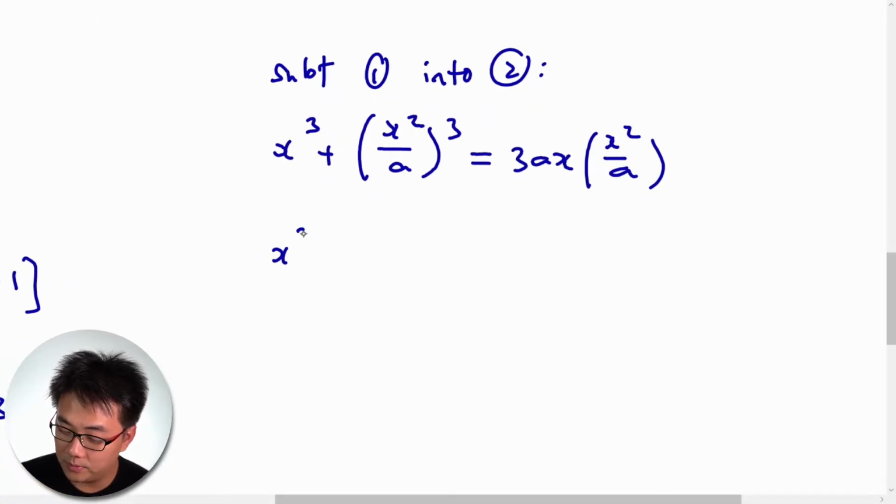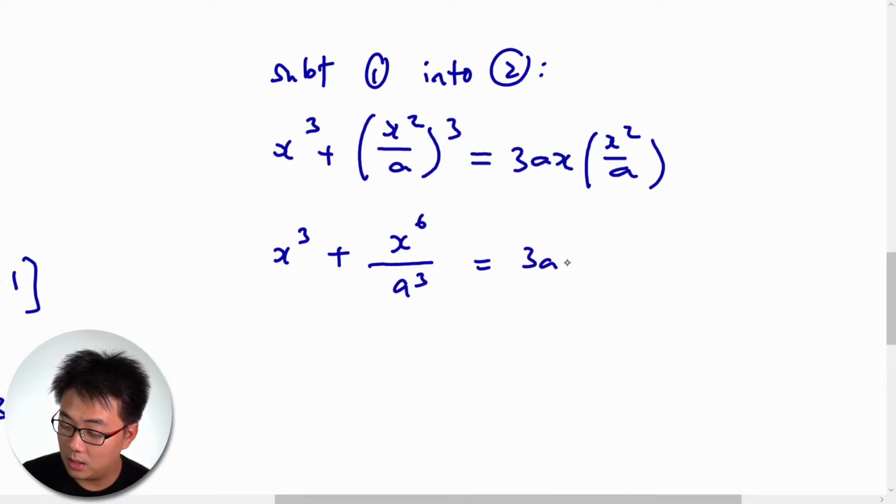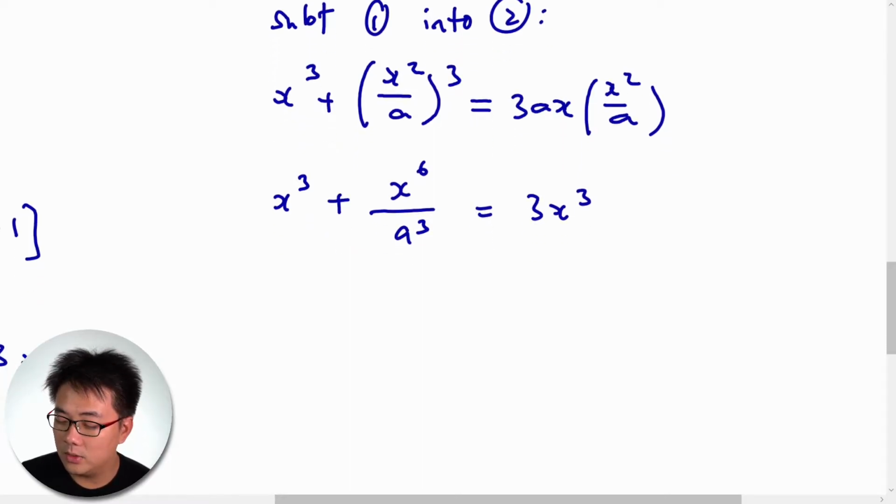This will be x cubed plus x. Wow, so many x's. Okay, x to the 6 over a cubed equals 3a. Cancel 3x cubed. Okay, it's not that you can just cancel it, and I won't recommend that. But anyway, you can see that there are multiple x cubed because x equals 0 is actually a root. If you don't want to do this, you could just factor out x cubed.